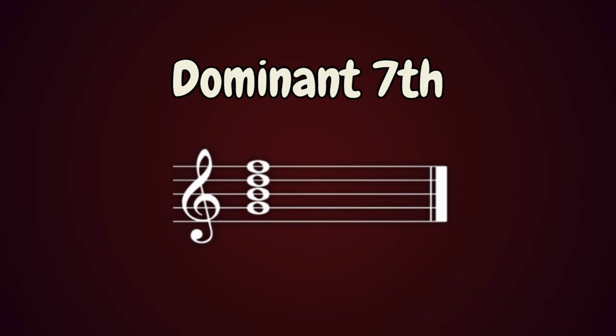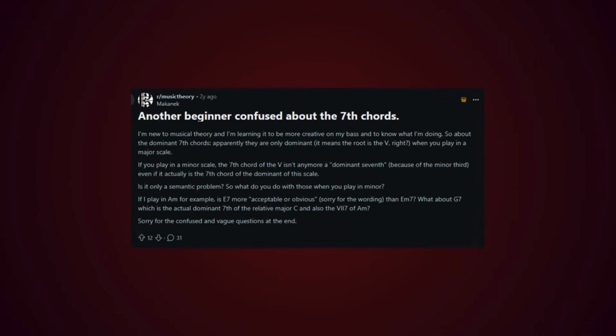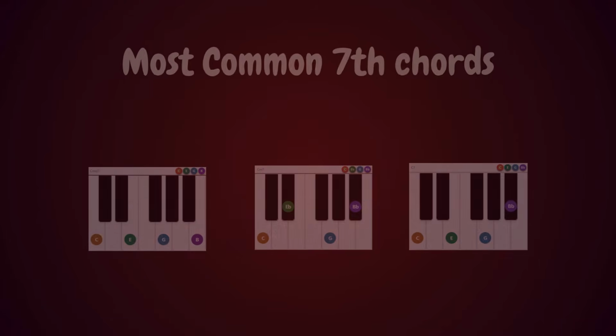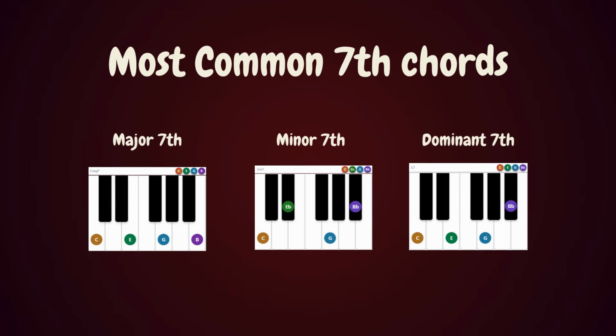The dominant seventh chord is one of the most important chords in all of music. It's the chord that creates tension and then pulls everything back home. But it's also one of the most misunderstood chords in music theory. Technically, it belongs to the family of seventh chords, but it behaves a little differently from its cousins.